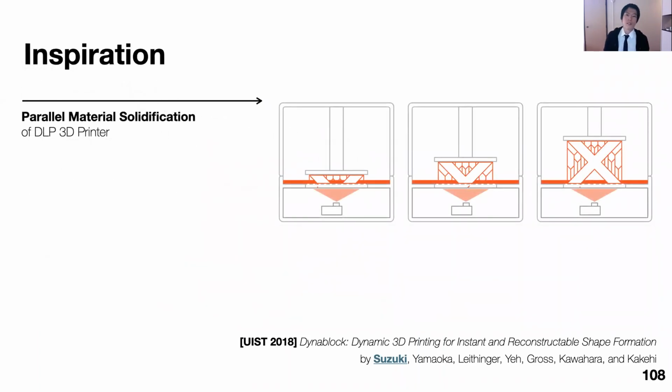To develop Dynablock, we took inspiration from the existing parallel material solidification process of the DLP 3D printer. As you can see, the DLP 3D printer can solidify each layer at once, which makes it faster to create a 3D shape, as opposed to serial solidification like an FDM printer.